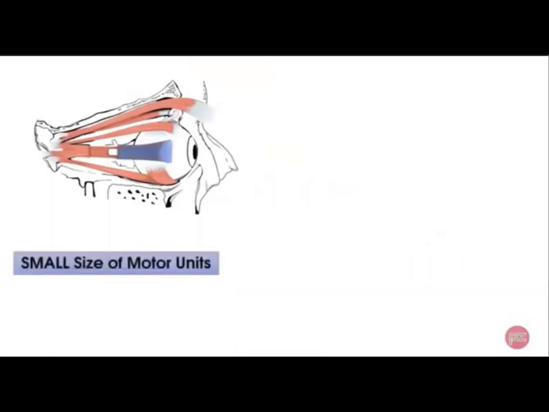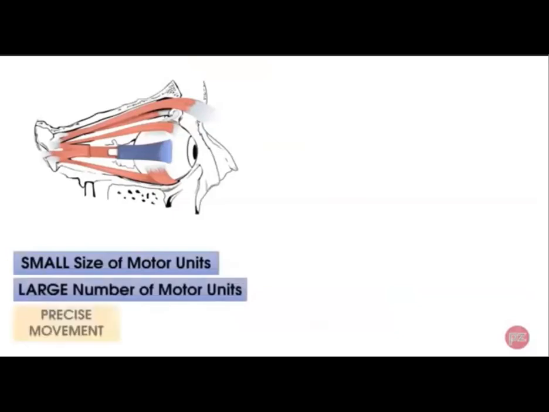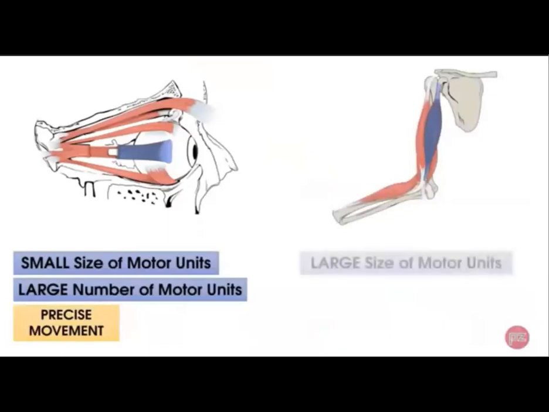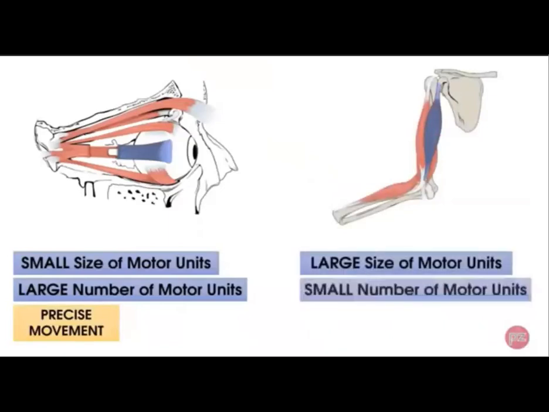So muscles that control precise movement have more motor units. Say the muscles in your hand or eye have about 10 to 15 muscle fibers supplied by each motor neuron. Muscles which require more gross movement have less motor units. So your biceps muscle and quadriceps muscle have about 1,000 plus fibers stimulated by a single motor neuron.